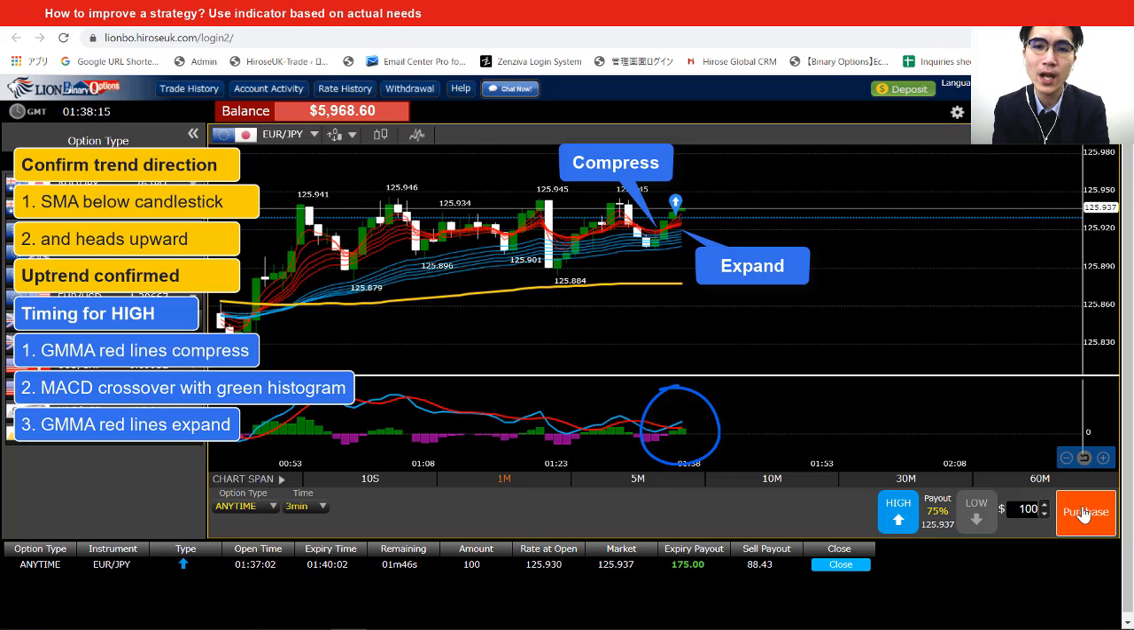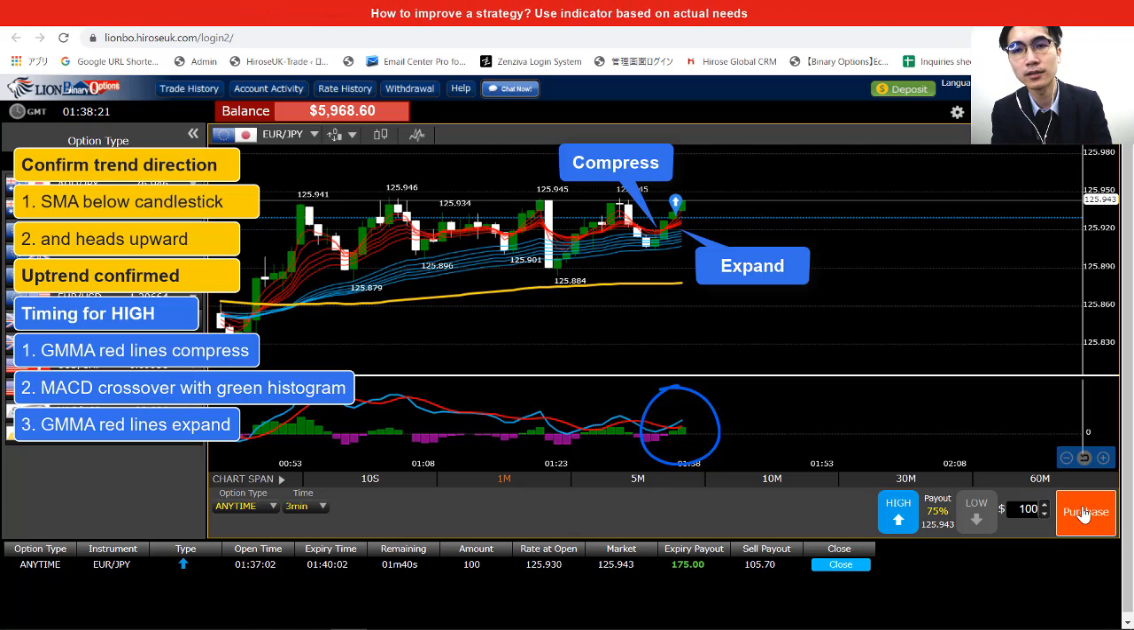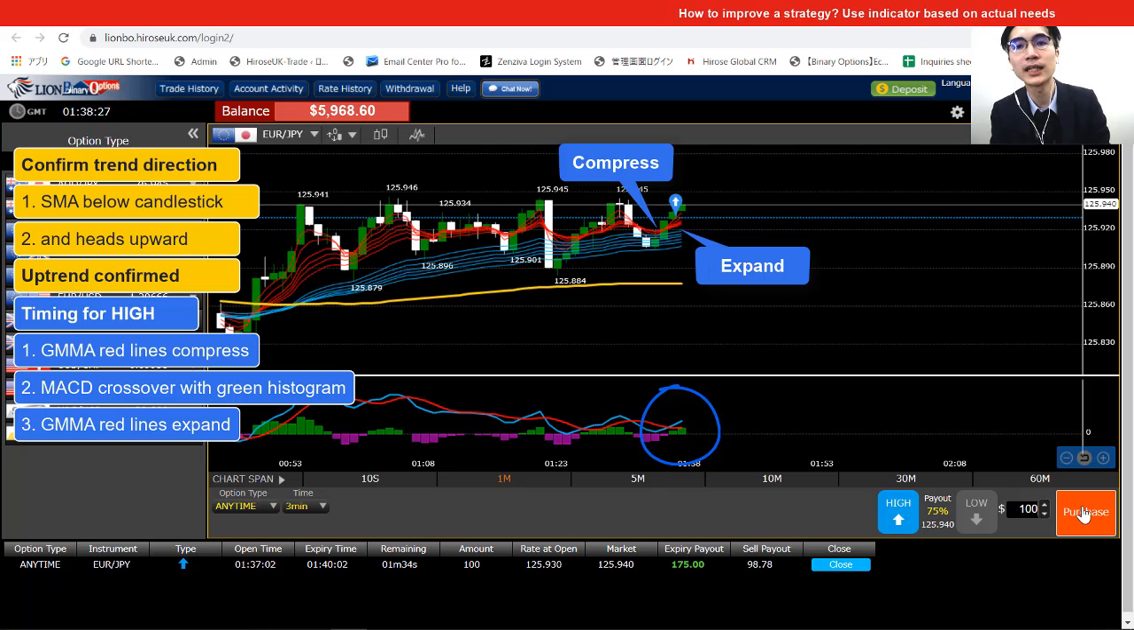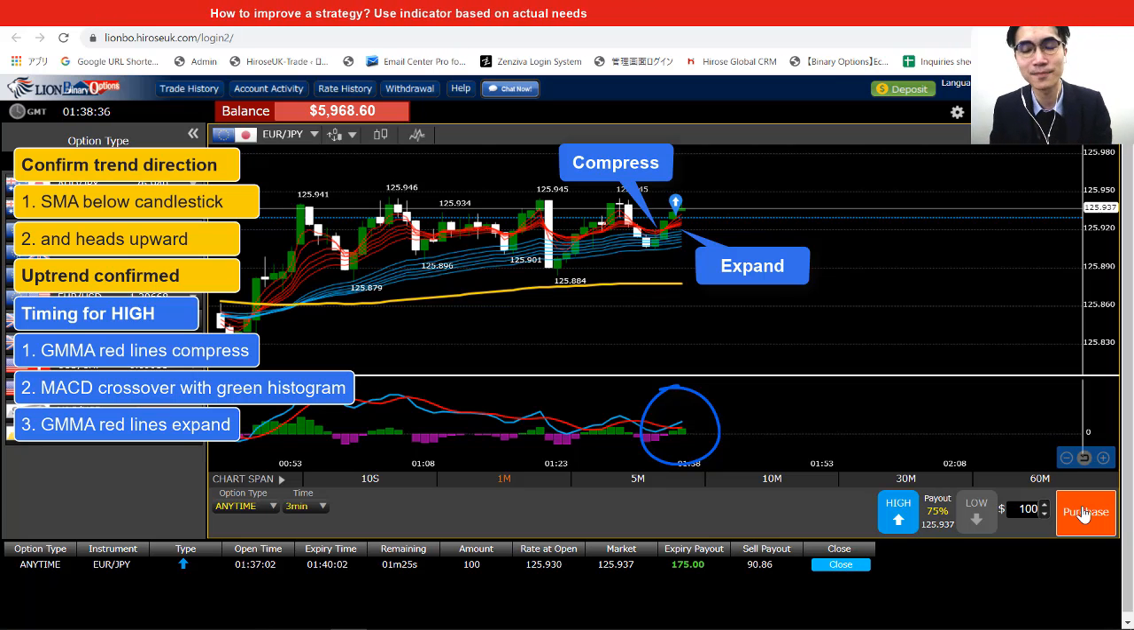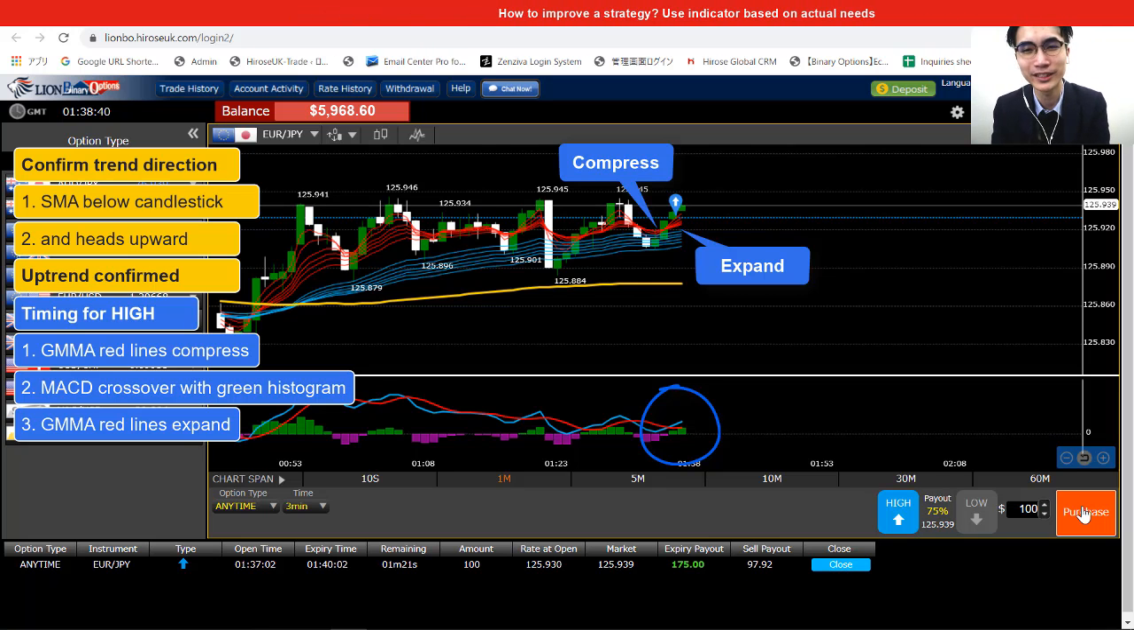So again, when the MACD crossover gives me a green histogram, and if the red lines in the GMMA expand, that's the moment when I place my trade. It might be a bit hard to understand, or it might take you time to understand what I explained, but once you get used to it, this strategy is actually pretty simple.